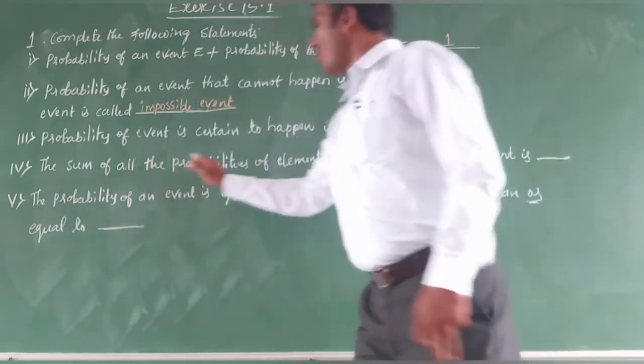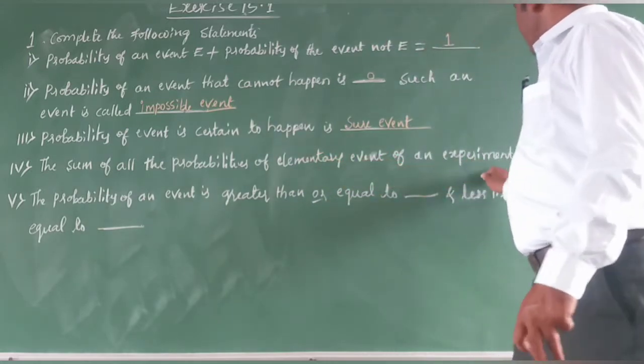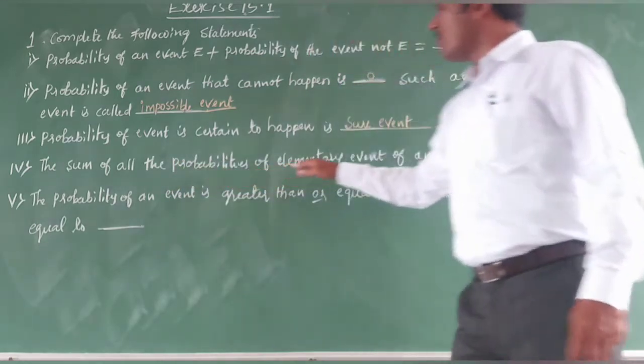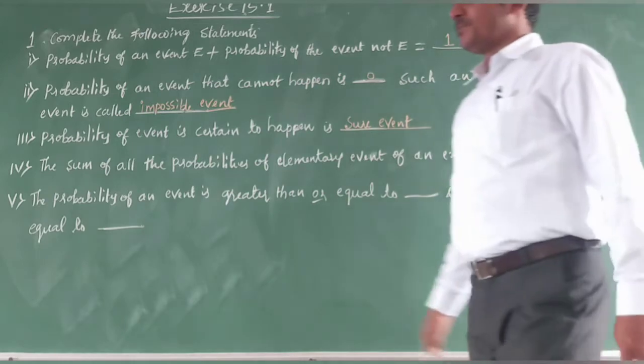The sum of the probabilities of all the elementary events of an experiment is always equal to 1.